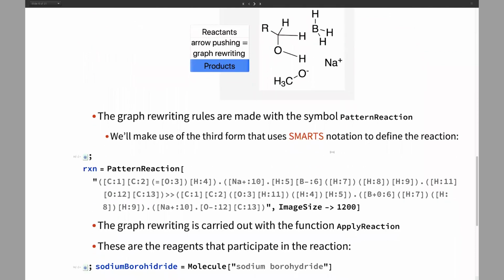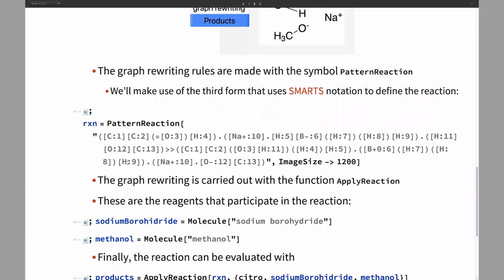How do we carry this out? We use pattern reaction. Pattern reaction takes a couple of different kinds of input. One of them is the SMARTS notation, which a lot of computational chemists understand. Basically, you define a set of reactants on one side of an arrow and your products on the right-hand side. And you also have to label the atoms with numbers so that we know where they start, and then where they end up. And so we can just define the reaction this way.